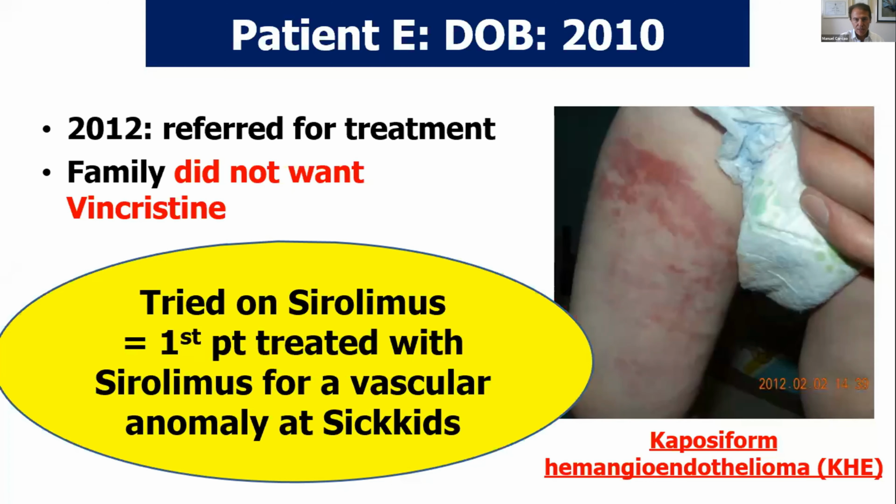And so shortly after that, in 2012, I was referred this 2-year-old boy with a Kaposiform hemangioendothelioma of his right thigh that you can see there in the picture. And I talked to the family, and they did not want to go on Vincristine as they feared the side effects of Vincristine. So I said to the family, okay, let's try Sirolimus. And so this was the first patient treated with Sirolimus for a vascular anomaly at Sick Kids.